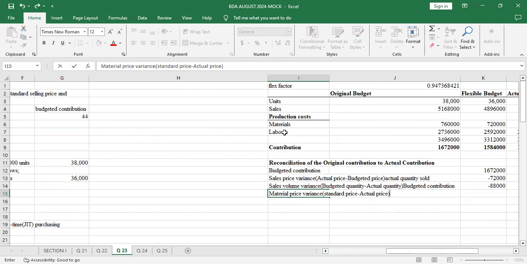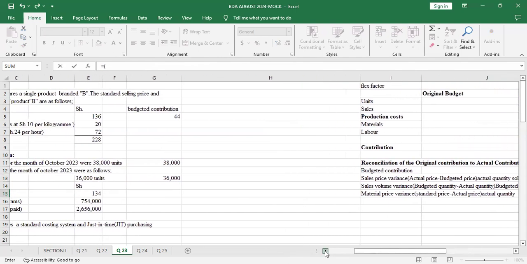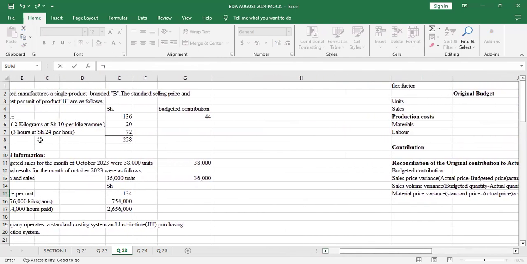Then you multiply by the actual quantity. So the standard price per kg, we'll check the standard price. We are told that 2 kilograms was selling at shillings 10 per kilogram, so it means that is 10 shillings.